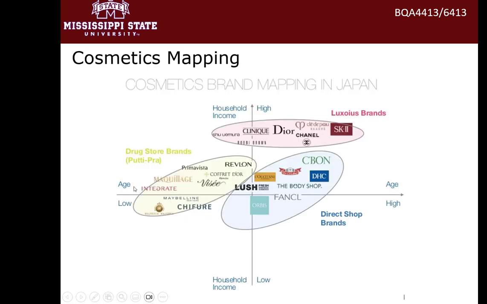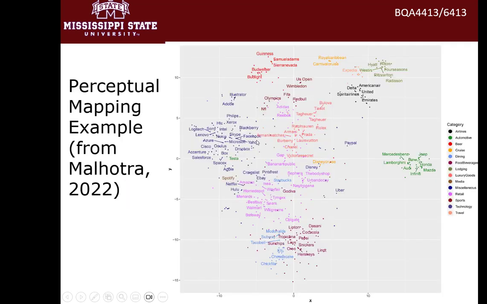And here are a few. These are just very simple with two different segmentation bases. So we have household income, and we have different cosmetic brands in Japan. This is just an example I got from the web. We have the age they appeal to; Maybelline is mostly for teenagers, younger people. And then we have household income from low to high. So, for example, Dior is seen as a premium brand for high household income. And this is just a very simple two-dimensional segmentation map. And this is what I'm going to ask you to actually do in a minute.